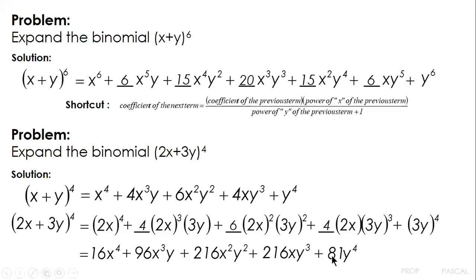Although there are 5 terms, but what if the exponent is 30? 2x plus 3y raised to 30, and you will be asked the 18th term. It will still require enough time, a longer time to solve the problem. So, there's a more direct solution to that. That will be our alternate solution.